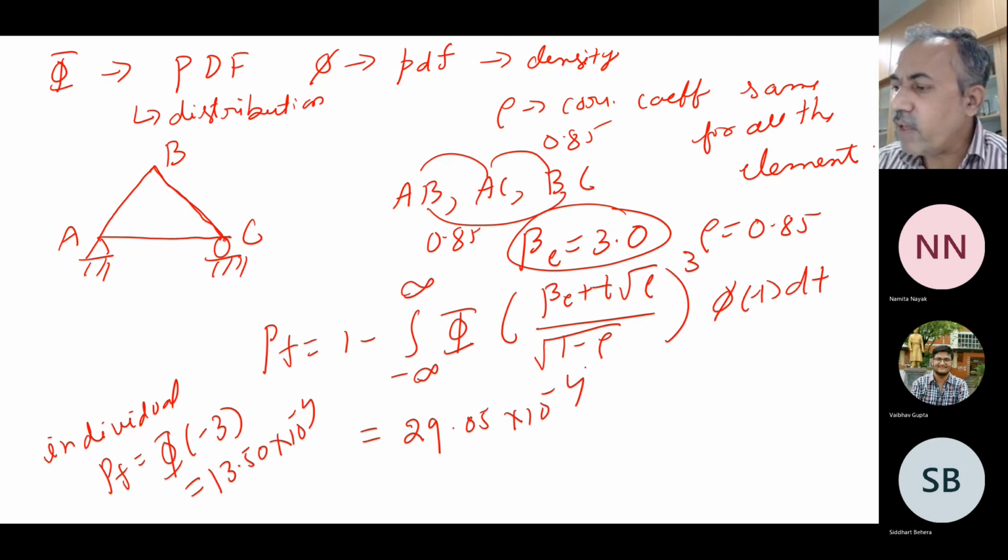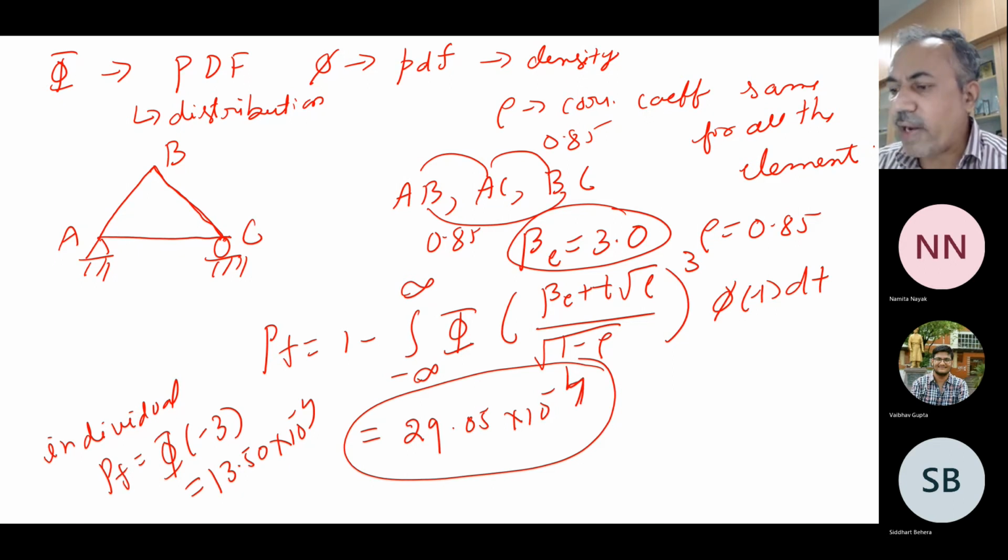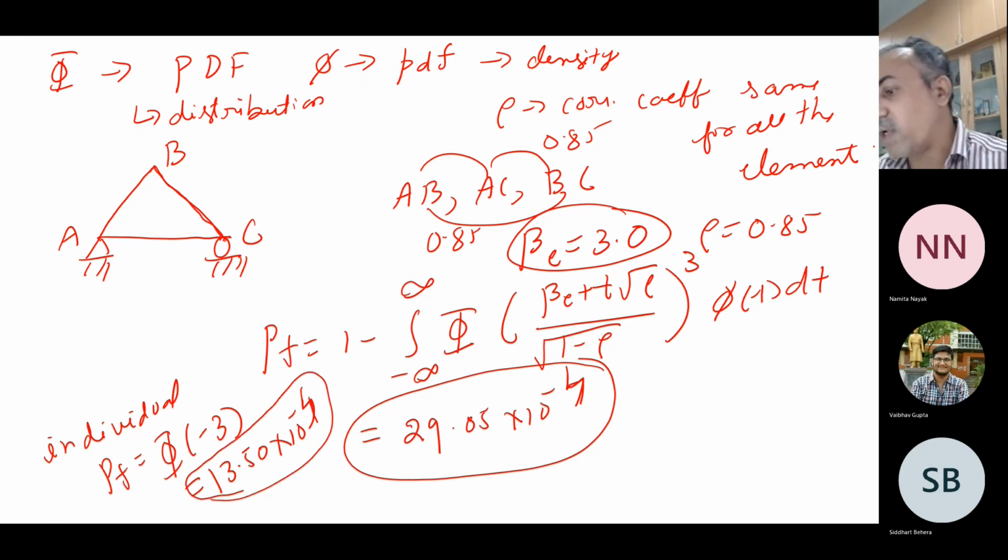Now you comment here. The overall system is 29.05 into 10 to the power of minus 4, and the individual probability is 13.5 into 10 to the power of minus 4. So what is your comment on the system and individual probabilities? Individually it is 13.5 into 10 to the power of minus 4, and the overall is 29.05.